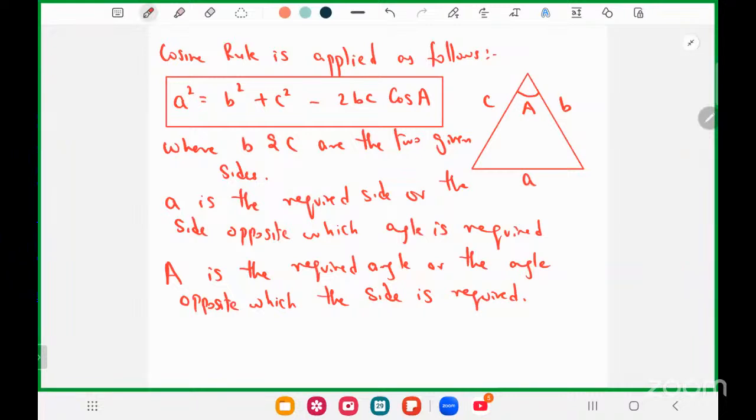B and C are the two given sides. Small a is the required side or the side opposite which the angle is required. Angle A is the required angle or the angle opposite which the side is required.